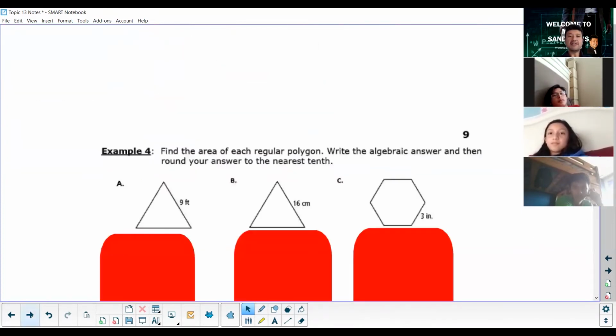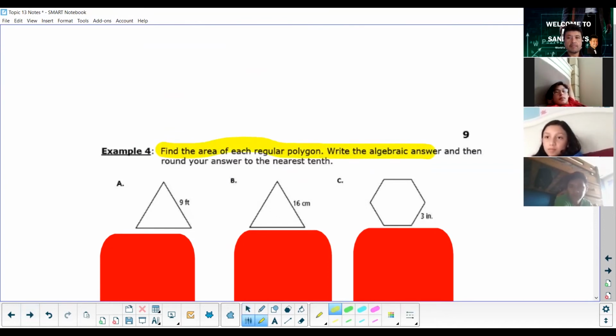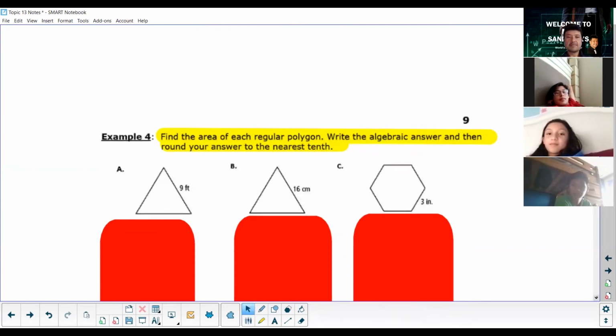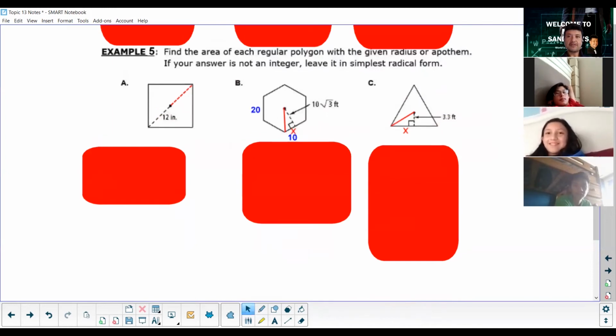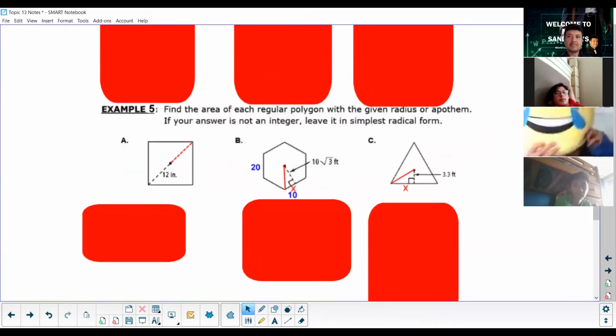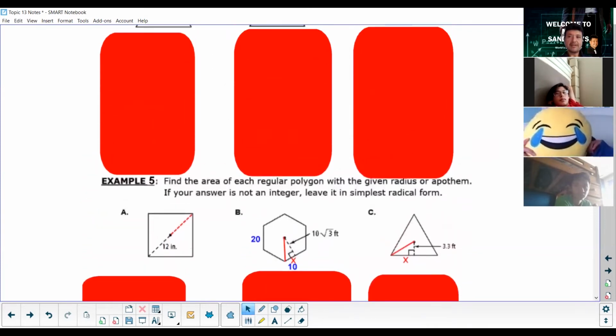So now let's go to the next page. All right, let's go. Marcus, read us the directions on this one. Find the area of each regular polygon. Write the algebraic answer and then round your answer to the nearest 10. All right, excellent. So Marcus, how would I solve this one? I don't remember. I forgot what the equation was. Well, let me go back up. I went a little too far. Hold on. We're getting there.